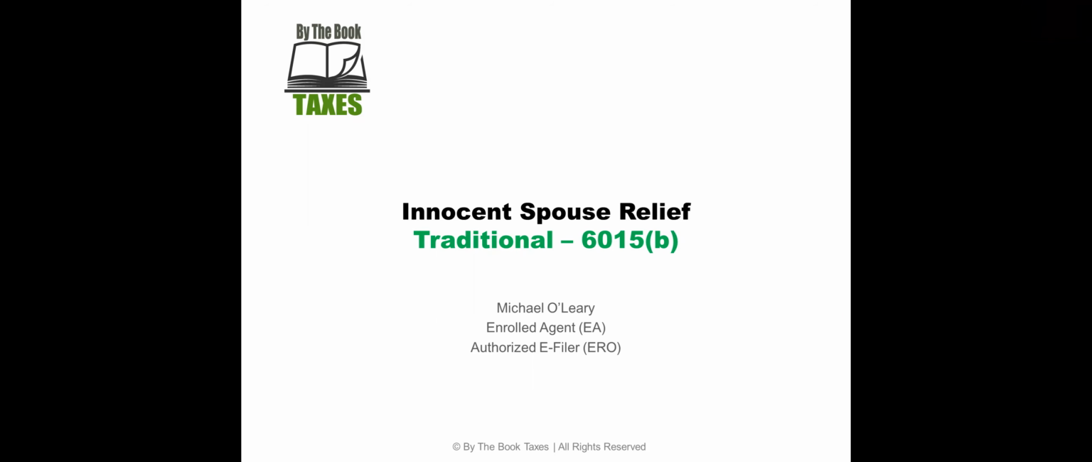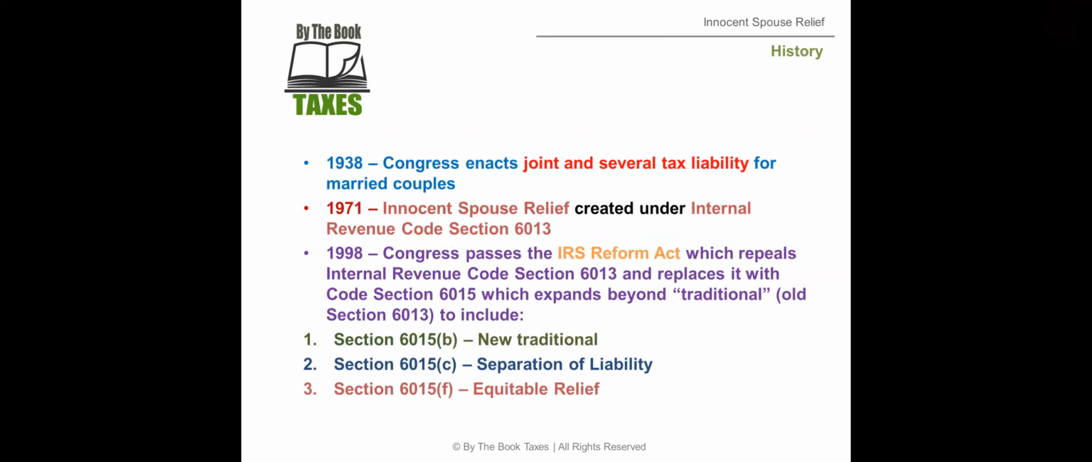Internal Revenue Code section 6015B. First, a little history. A couple of concepts we spoke about last week. Joint and several tax liability for married couples filing joint returns. This was first enacted by Congress in 1938.